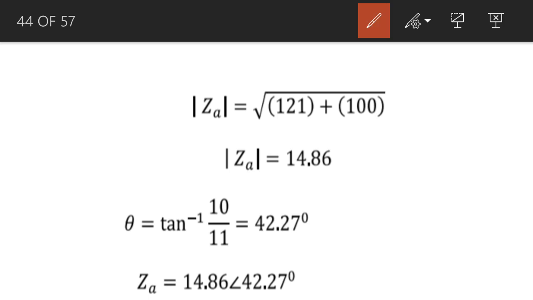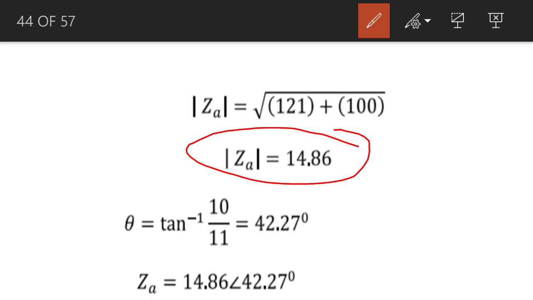If you want to convert this resultant phasor into polar form, we can do it directly with the help of our scientific calculators, or we can do it with the help of these equations as well. We know that the magnitude of the resultant phasor will be equal to the square root of the square of the real component. So here is the square of 11, that is 121, plus the square of the imaginary component. Here is the square of 10, which is 100.